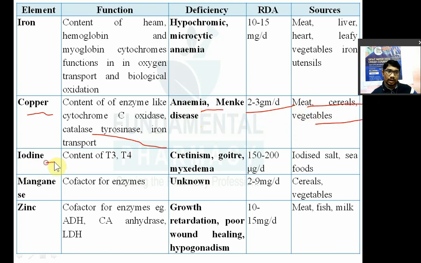Cereals, iodine. It is a component of your thyroid hormone T3 and T4. What is T3 called? Triiodothyronine. T4 is called tetraiodothyronine. So deficiency of iodine results in cretinism, goiter and myxedema. So 150 to 200 microgram per day is required. So it is supplied through iodized salt.